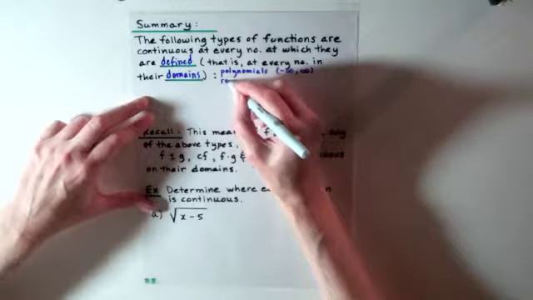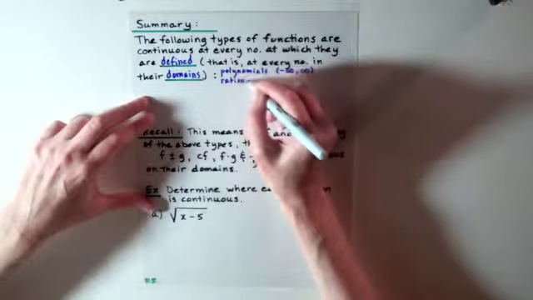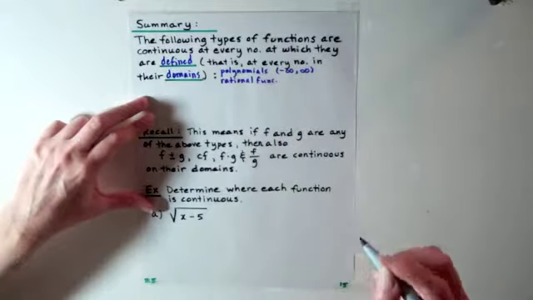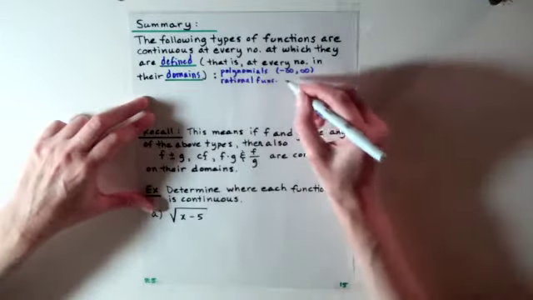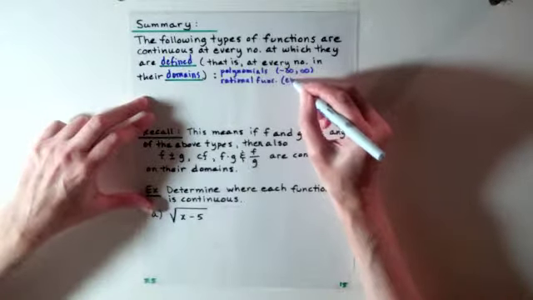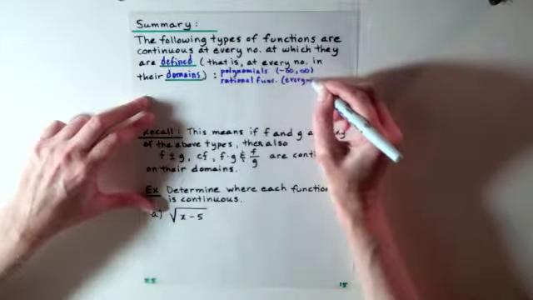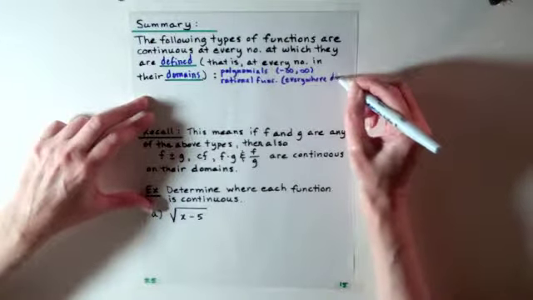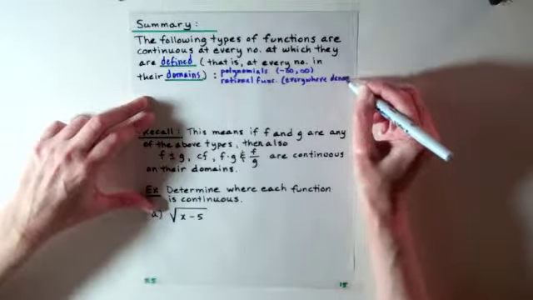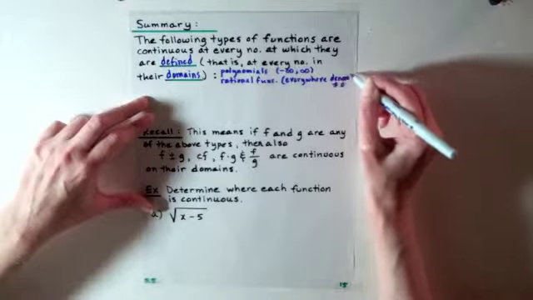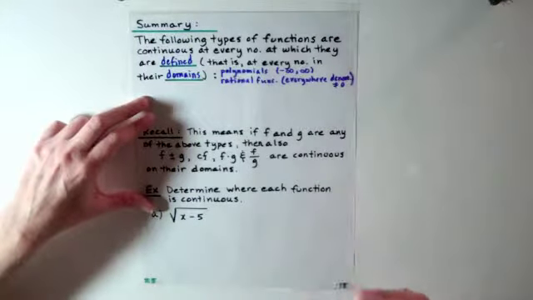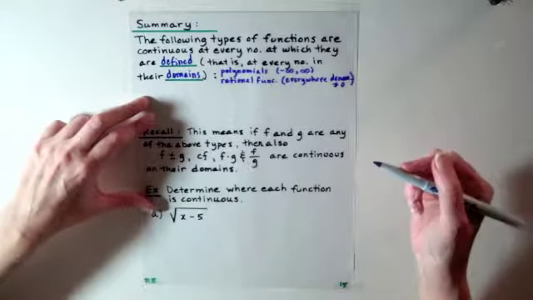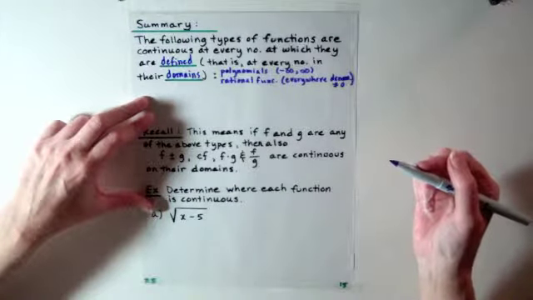The next special type of function we talked about were rational functions. They are also continuous everywhere on their domains, and remember, for rational functions, it's everywhere that the denominator is not equal to 0. So everywhere the denominator does not equal 0. So they're continuous at every x value except x values that make their denominator 0.